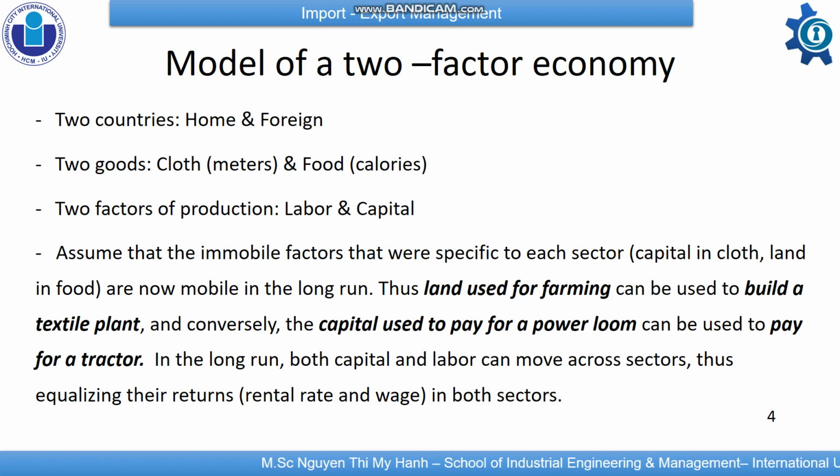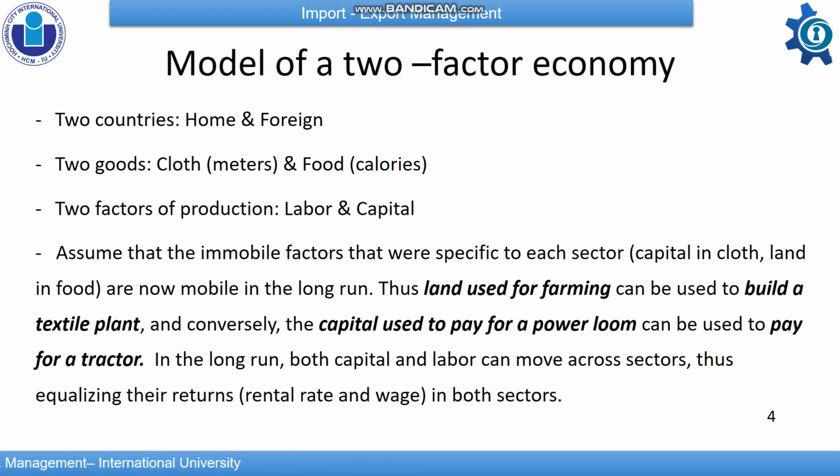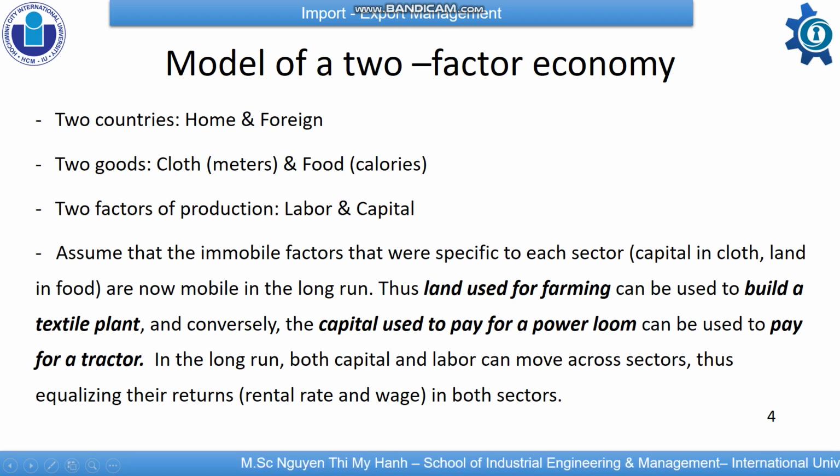This week we will change our two products. It's not cheese and wine anymore. We will consider cloth, with the unit in meters, and food, with the unit in calories. We consider two factors of production, labor and capital, and we can also consider two countries, home and foreign. But for today's example, maybe we just consider one country, and then you can just extend it to two countries.